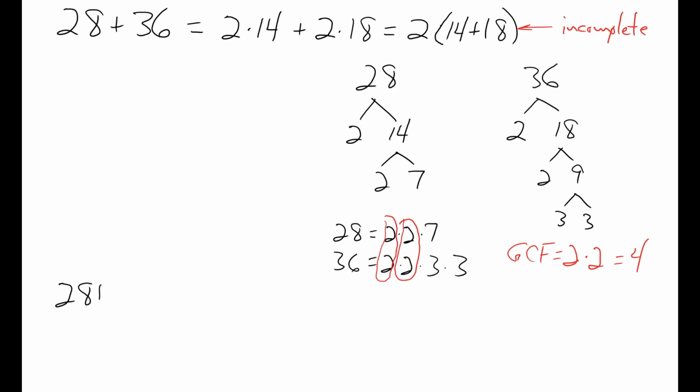So 28 plus 36. Now that I know what my greatest common factor is, 4, I can use the distributive property now to factor the sum of two numbers like this. So 28 plus 36 equals 4 times 7 plus 4 times 9. And I can write that as 4 times (7 plus 9). And now I've just used the distributive property and also factor trees and the greatest common factor to factor the sum of two numbers.